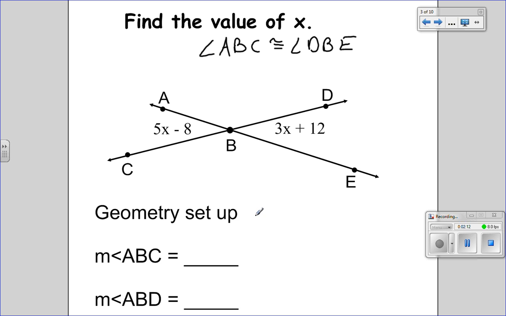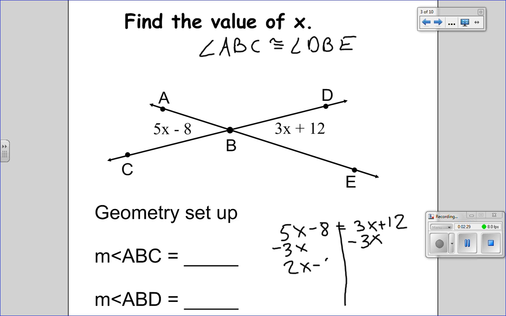So here's the geometry setup. And then to solve, I do 5x minus 8 equals 3x plus 12. Now we just use algebra to solve. We move the smaller x, and to move a positive 3x, you subtract 3x from both sides, which gives you 2x minus 8 equals 12. To move a minus 8, you add 8 to both sides. So 2x equals 20. Divide by 2.